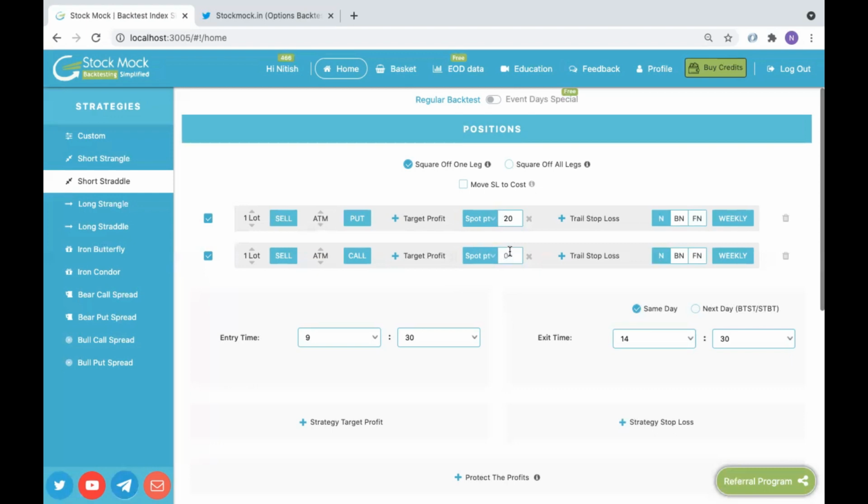If you add this condition of 20 points, you are saying that if the market goes 20 points against your direction, against means since you have sold the call, you're expecting the market to go down or be sideways. You're not expecting it to go up. So if the market goes up, it's against your direction. So what you are saying here is, if the market goes 20 points above, which is 14,000 plus 20, it goes to 14,020, then you will cut this position. It is very simple. Spot point, this here and here.